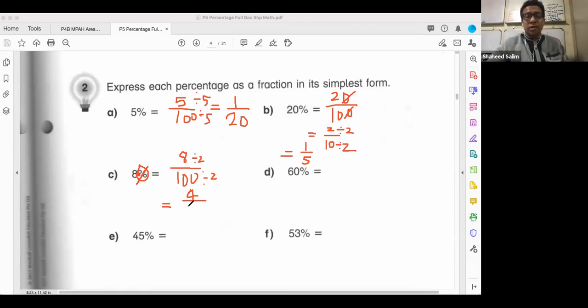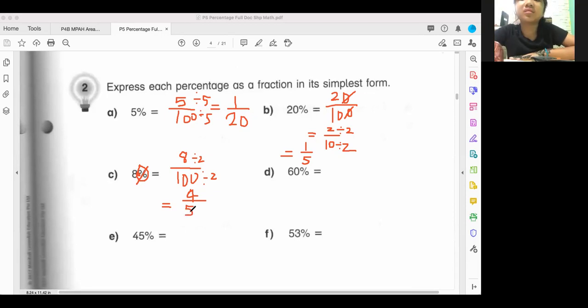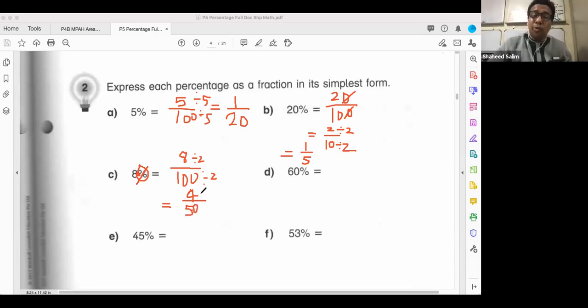No. That's not the answer, Shalina. Sorry. That's not the answer. 8 divided by 2, you get 4. 100 divided by 2, get what? 50. Good. But you see, can divide by 2 again. Again can divide by 2.